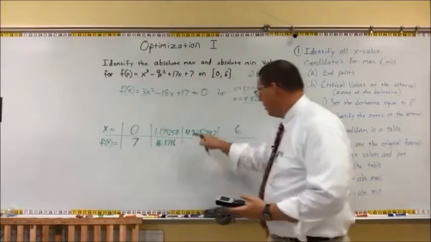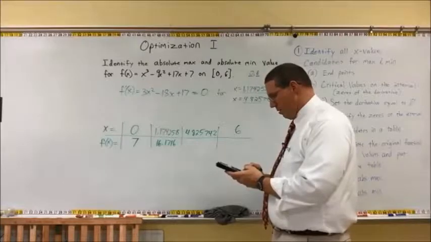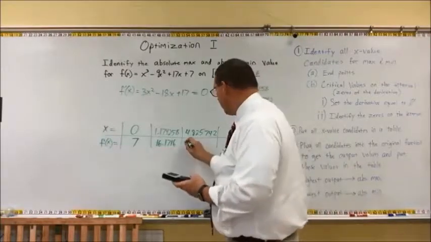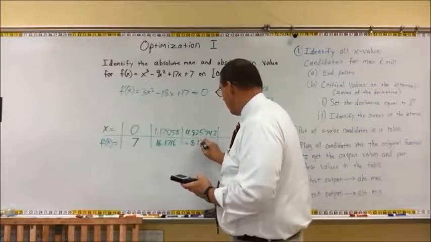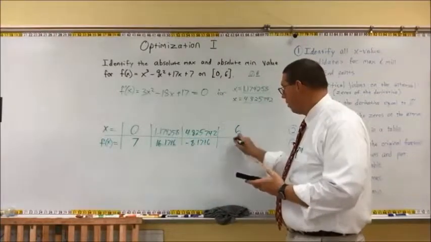16.1716. Now I'm going to key this number in, 4.825742, and I get negative 8.1716. And now I'm going to put in 6, and I get 1.